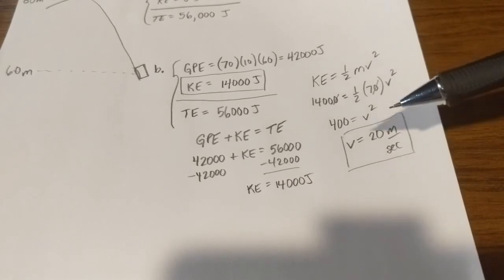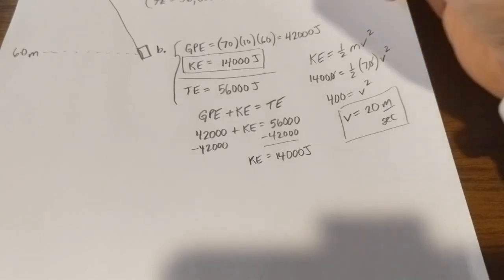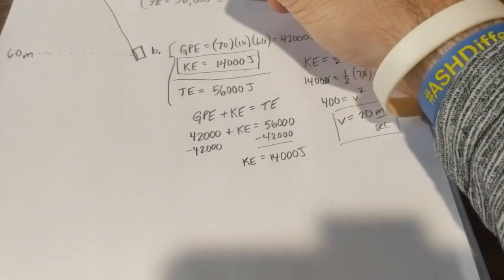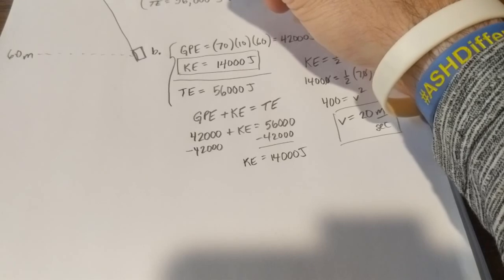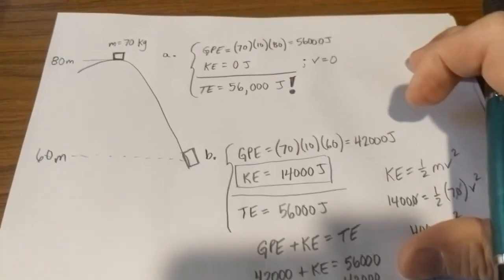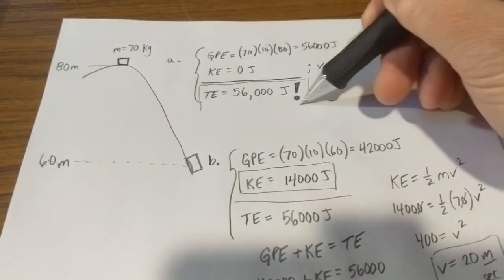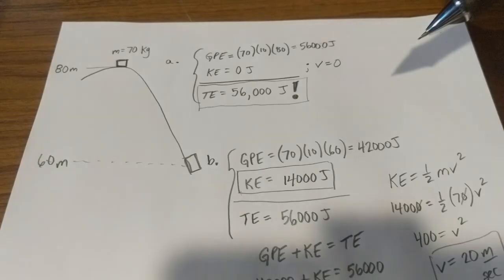The rest of this sheet continues in much the same way. And you now know the most powerful piece of information that you can have about all the locations on the top for this roller coaster sheet is that the total energy at all the locations is 56,000 joules. That's conservation of energy.